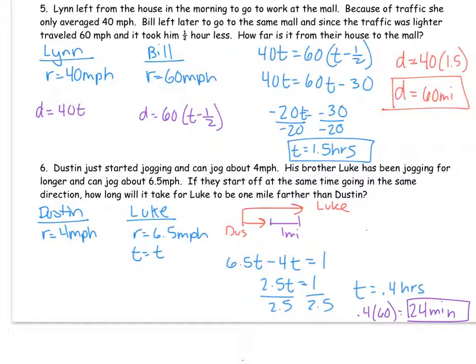Alright, so that about sums up the Day 2 notes. Keep in mind, if you're traveling in the same direction, like in question 6, you're going to subtract their distances. If you're traveling in opposite directions, like we had in question 4, you're going to add their distances together to get the total distance.